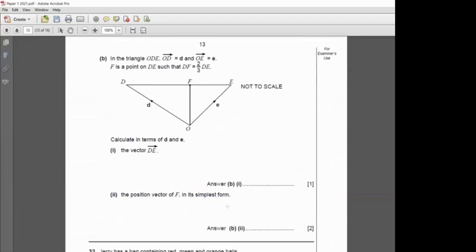All right, number B, still on vectors. We are told that in the triangle ODE, the vector from O to D is D, and the vector from O to E is just E. Then F is a point on DE such that DF is 2/3 DE. So this is 2/3 of DE, and then naturally that means FE is 1/3 of DE. Okay, because 2/3 and 1/3 should add up to the entire DE.